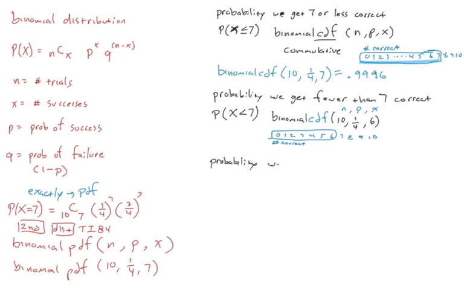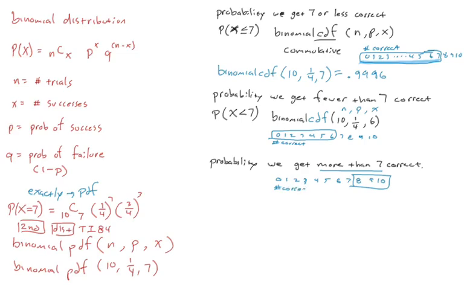So let's do the probability we get more than 7 correct. And let me do my little sketch here first. So 1, 2, 3, 4, 5, all the way up to 10 correct here. I want more than 7. So that means I want 8, 9, or 10. Now the cumulative distribution function on your calculator only knows how to count downwards. So it starts at 0 and works its way up. So if I want 8, 9, and 10, it's not going to know how to count that top portion.